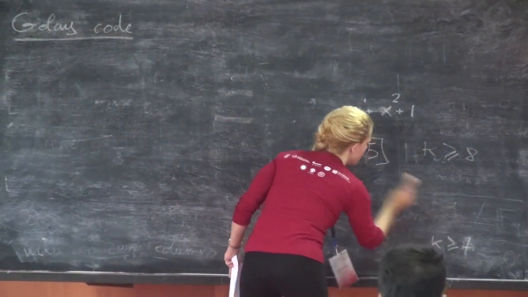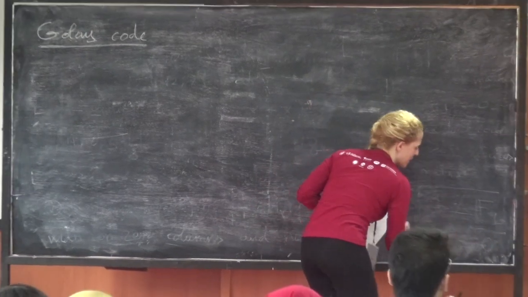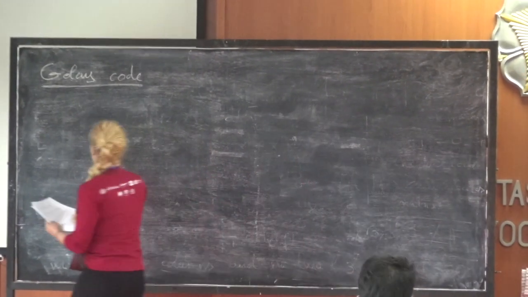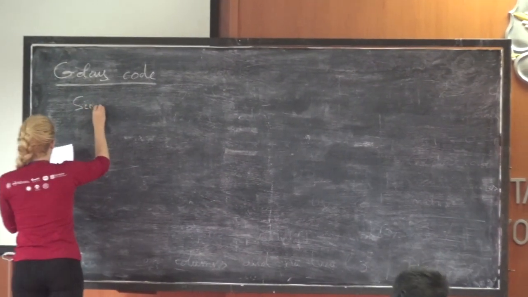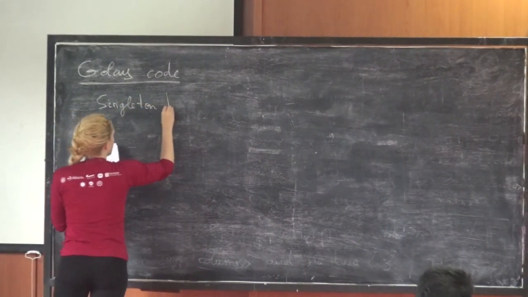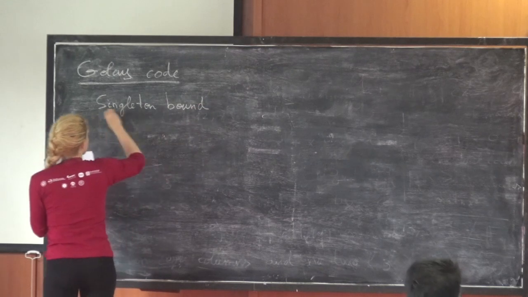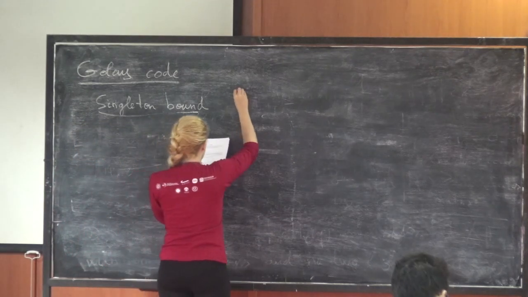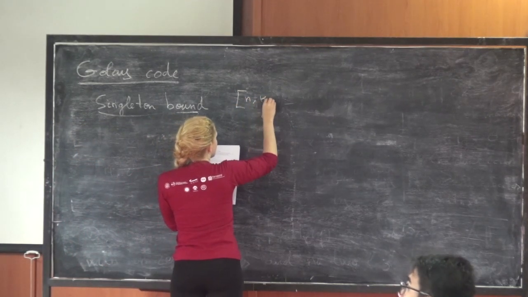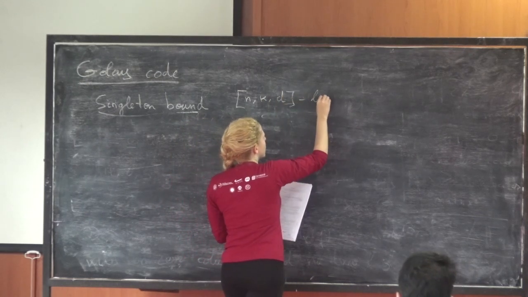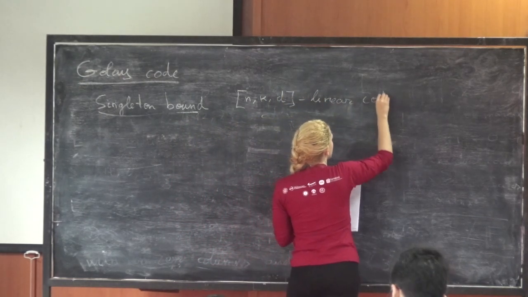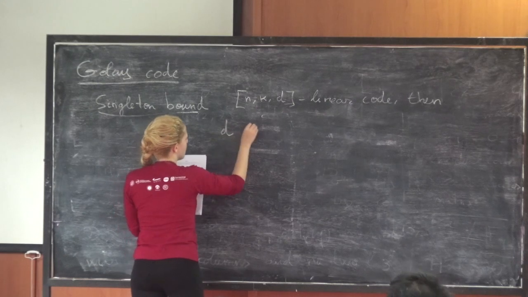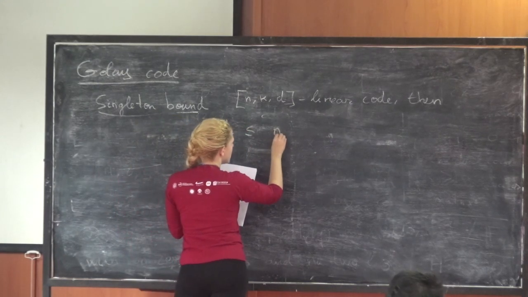So the first bound is a very well-known one, a typical one that we see when we study coding theory. That is the Singleton bound. These bounds basically say: you start with an N, K, D linear code. Then the minimum distance is smaller or equal.